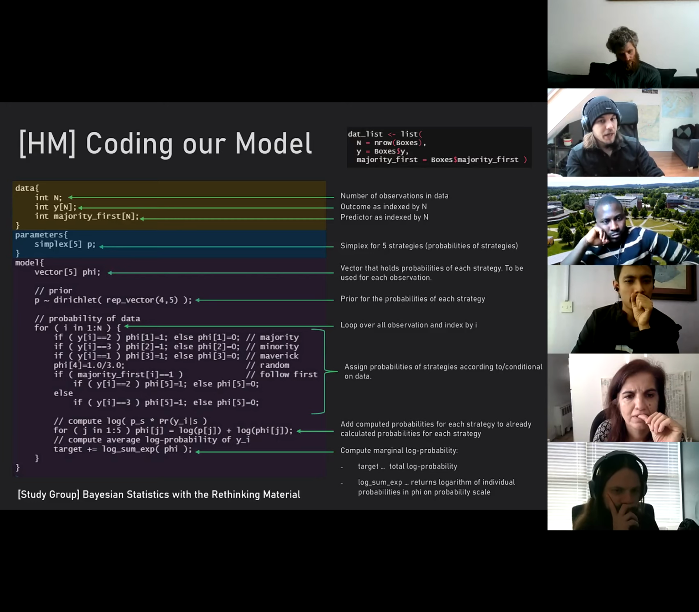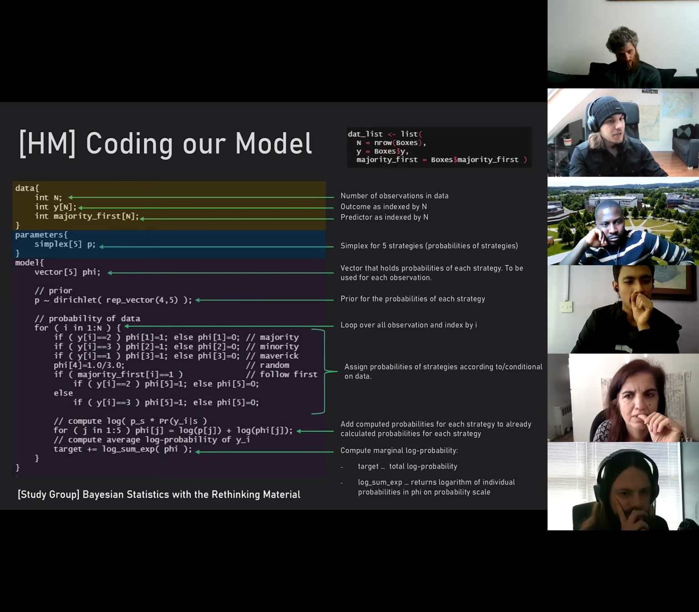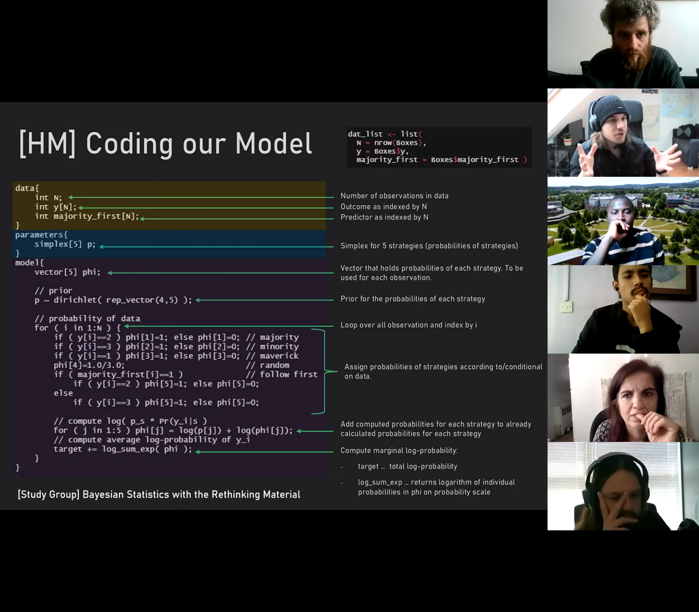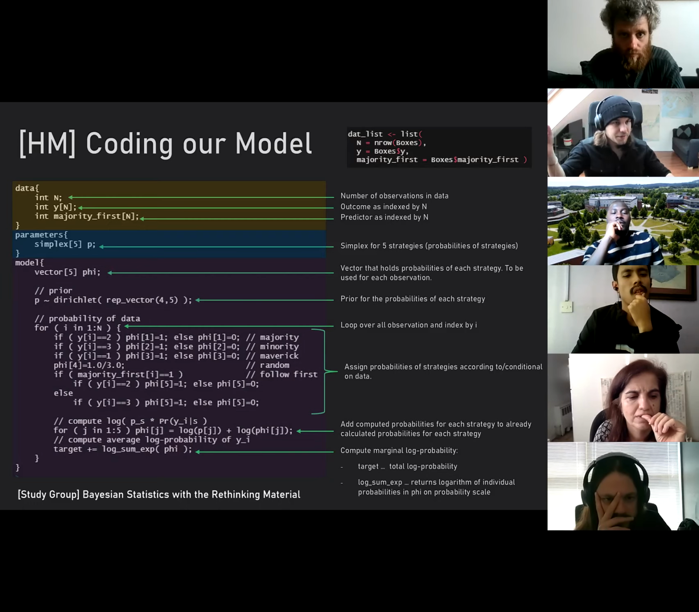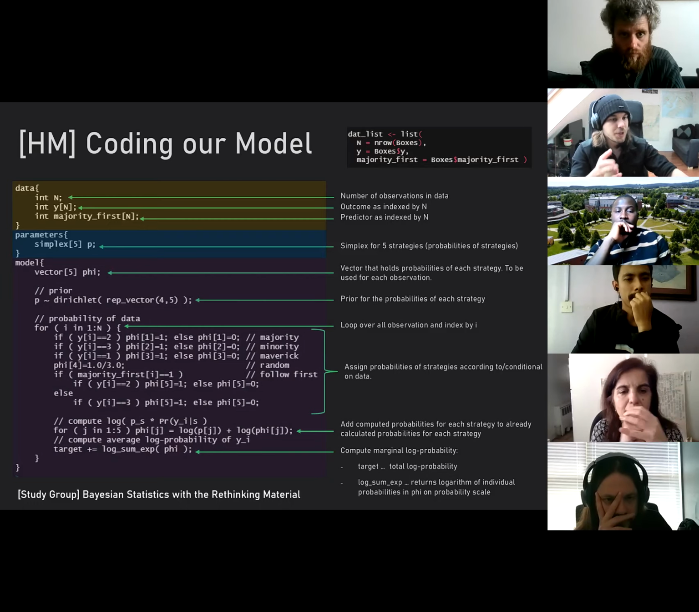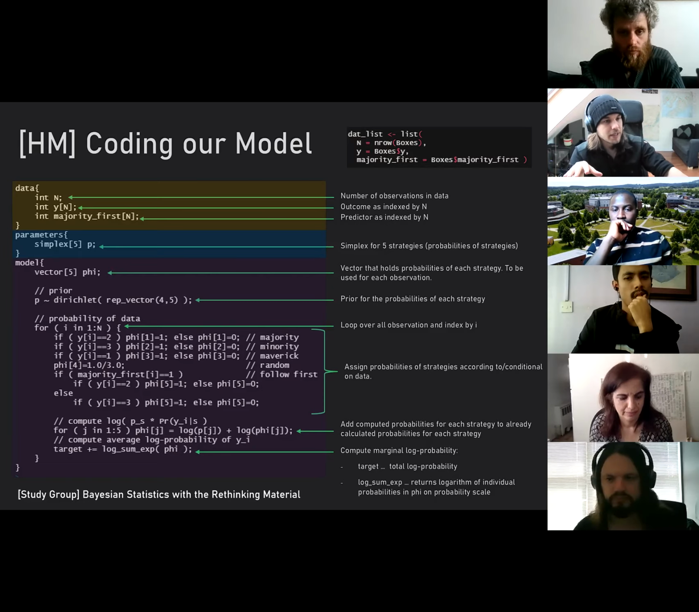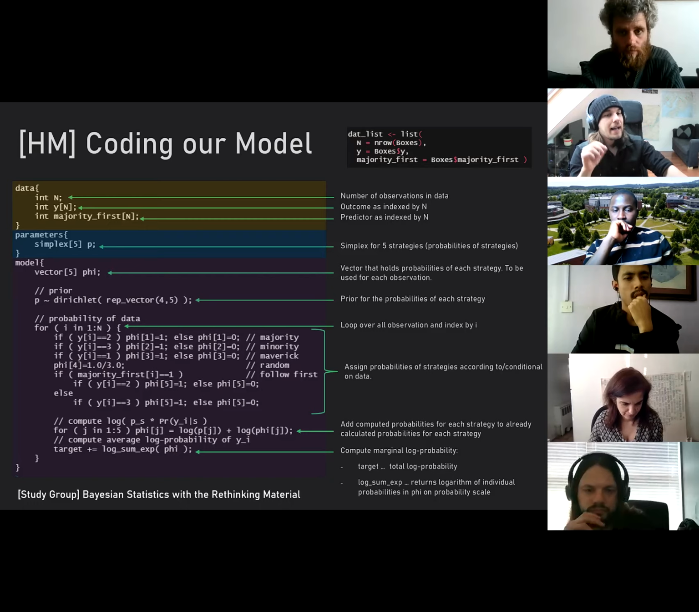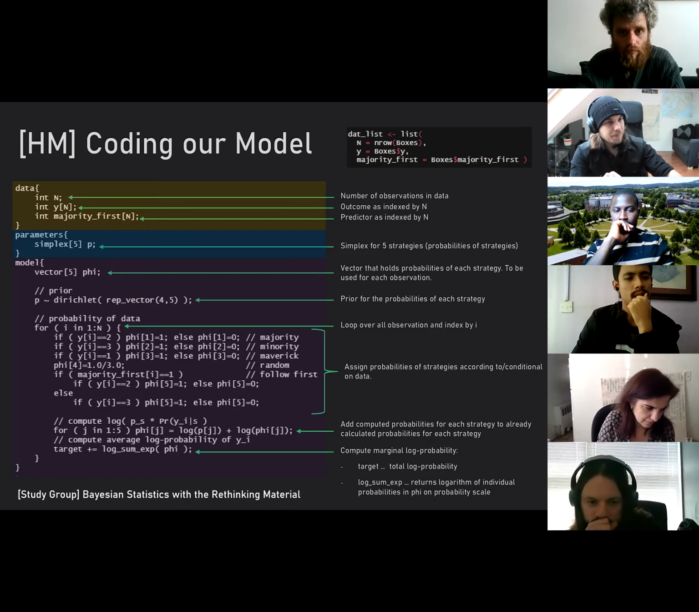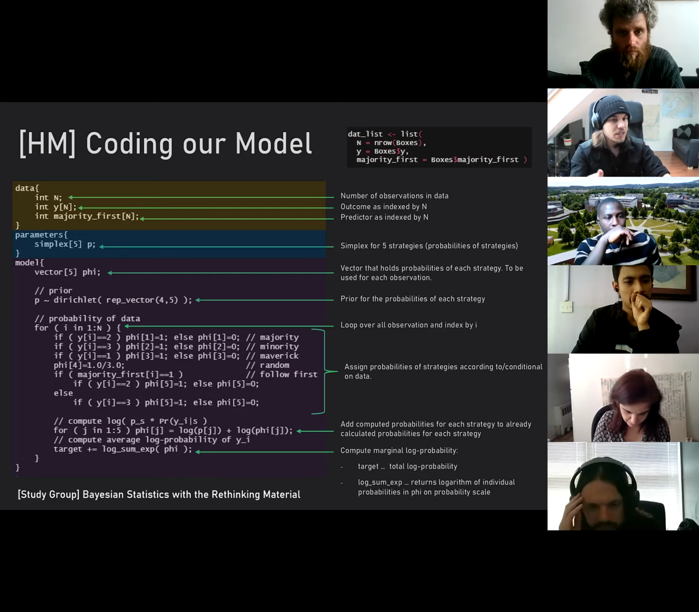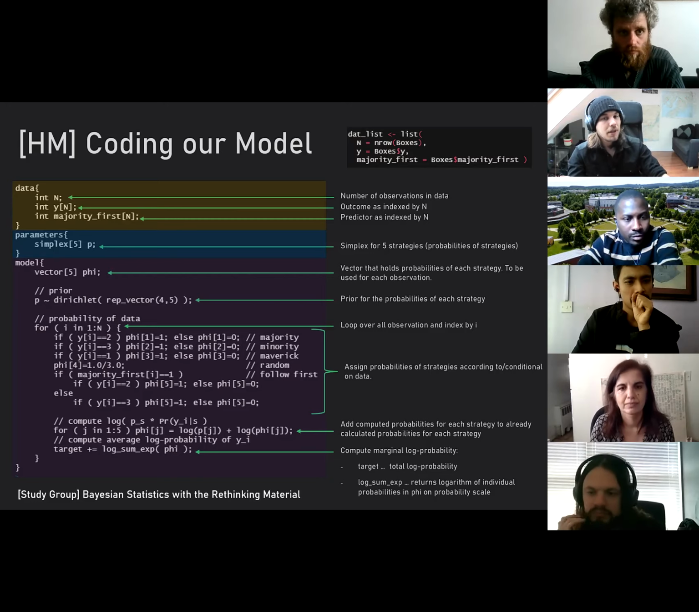Then we have the prior for the probabilities of each of our strategies, because the model block is where we also put our priors. Right here we have our Dirichlet prior, which is just the vector of 5 4s in a row, which we just talked about maybe being a bit too conservative about homogeneity of probabilities. Then we loop over the data. This is just for this model. It might look different for other models, but this is just to see how we could read Stan code.